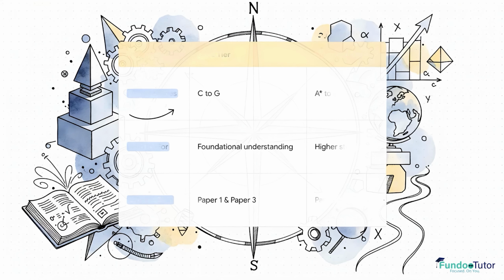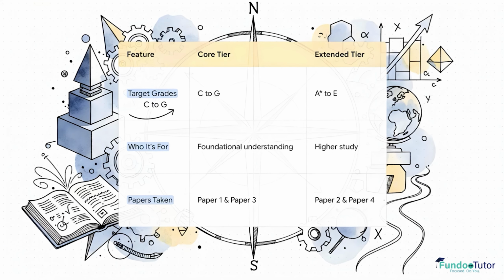So let's lay it all out, side by side. It really comes down to your personal goal. Think about it. Are you aiming for a really solid foundational understanding of math, targeting grades from C down to G? Then yeah, the core tier is going to be your path.